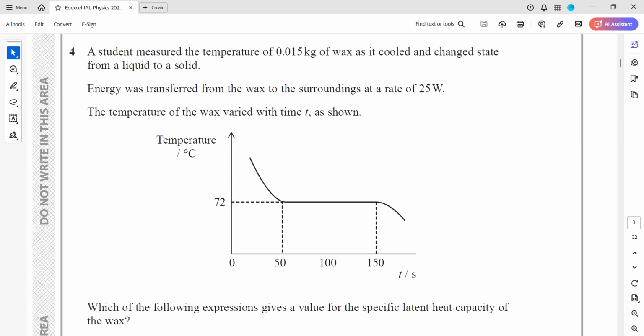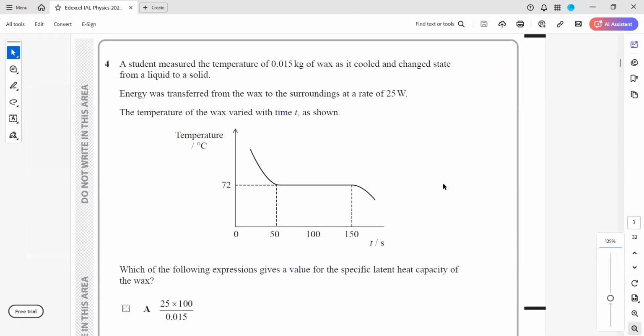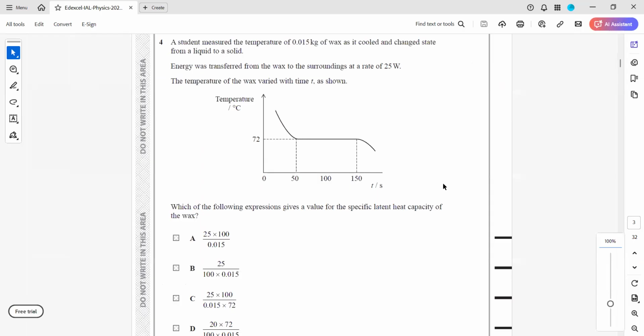A student measures the temperature of 0.015 kilogram of wax as it cooled and changed its state from a liquid to solid. The energy was transferred from the wax to the surroundings at a rate of 25 watt. The temperature of the wax varied with the time, t, as shown. Which of the following shows the specific latent heat? Specific latent heat means the amount of energy required to change the state of 1 kilogram of solid into liquid or liquid into gas. So latent heat is energy divided by mass, and energy is power multiplied by time. So power into time divided by mass.